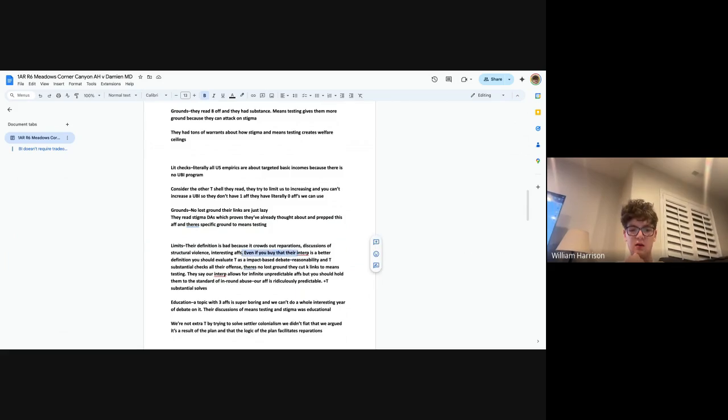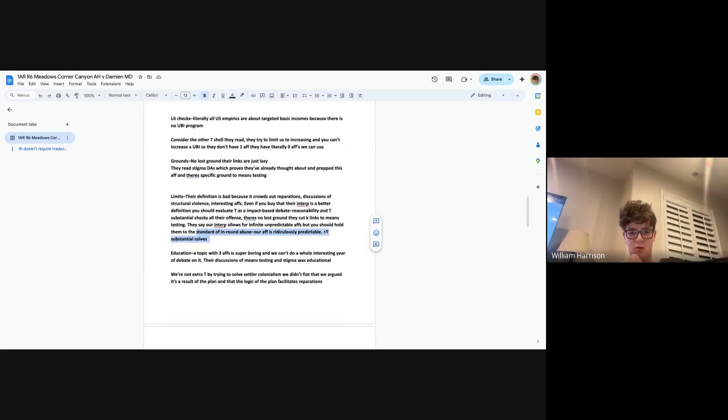Even if you buy that their interp is a better definition, this is a bit of a weird, I would not say this now. Reasonability and T substantial checks all their offense. There's no lost ground, infinite unpredictable Fs. You should hold it to the standard of in-round of use, and RF is ridiculously predictable.